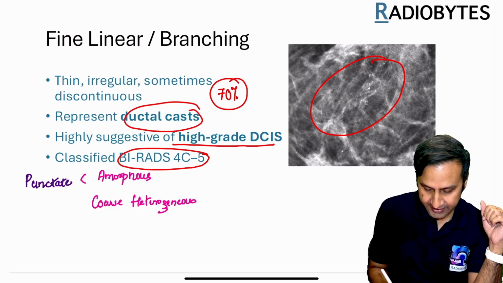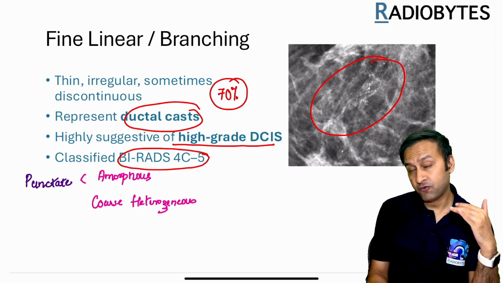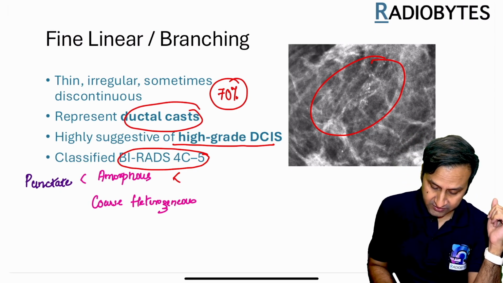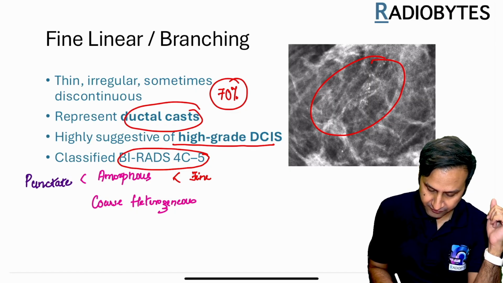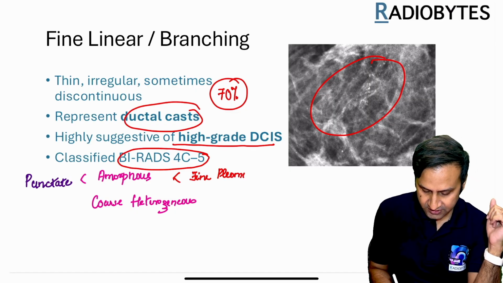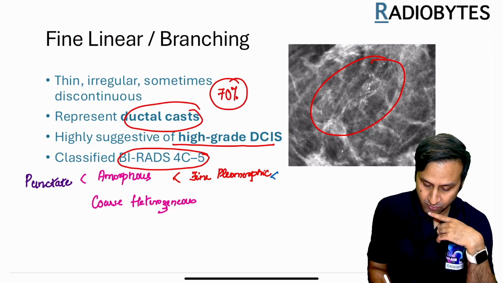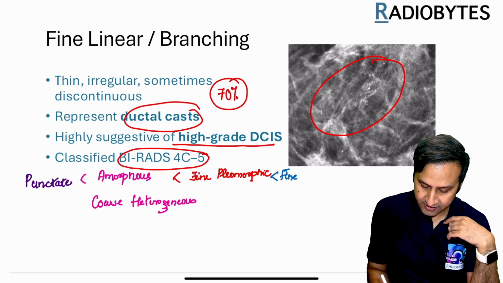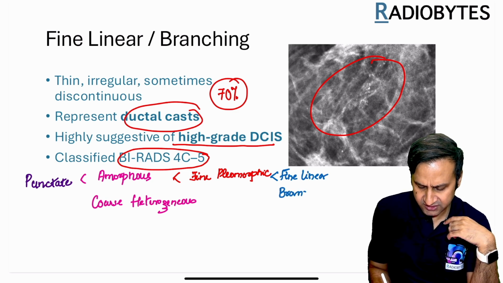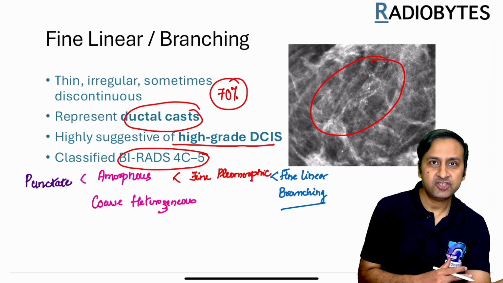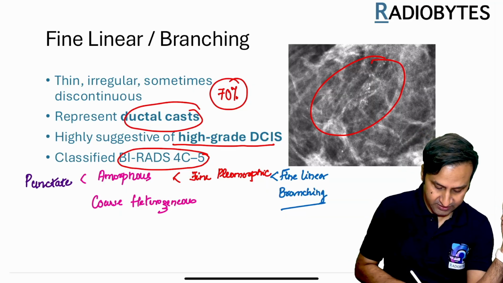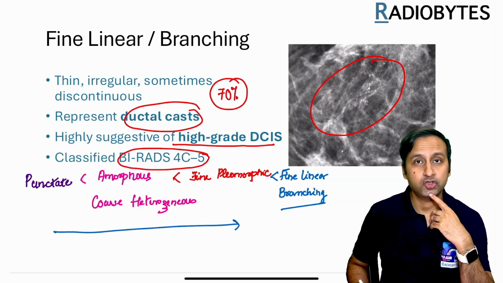Then something which is of more concern than these is the fine pleomorphic microcalcifications, which also have a very high likelihood of being malignant. And finally, the most notorious of them all are the fine linear or linear branching calcifications that we've just studied, which are most likely to be malignant. So starting with the least malignant to the most malignant, this is basically the continuum that we need to remember.